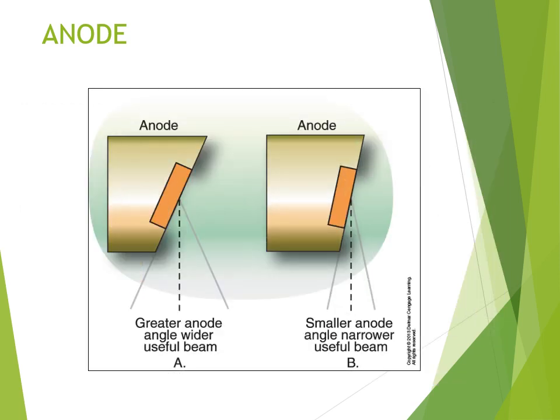Another thing is that if you have a narrow or small angle, as you do on the right-hand side over here, you're going to have a more narrow useful beam. So that's the only thing. We have to make sure that we use at least a 12-degree angle at 40-inch SID, at least a 12-degree angle.